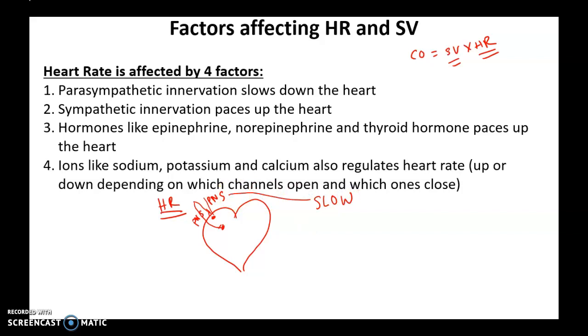The SA node, AV node, and the myocardial cells of the heart. Let me see if I can change color. Cool, I can. Let me draw the myocardium. Okay, the SA node, AV node, and the myocardium is also innervated by the sympathetic nervous system. So this is the sympathetic nervous system, and the sympathetic nervous system paces up the heart.